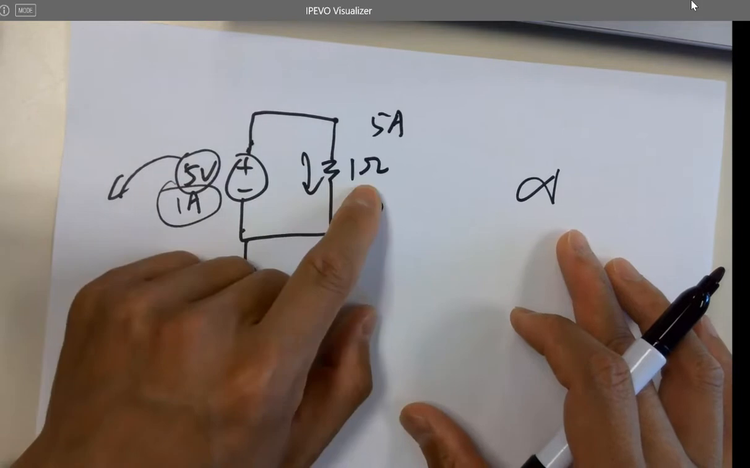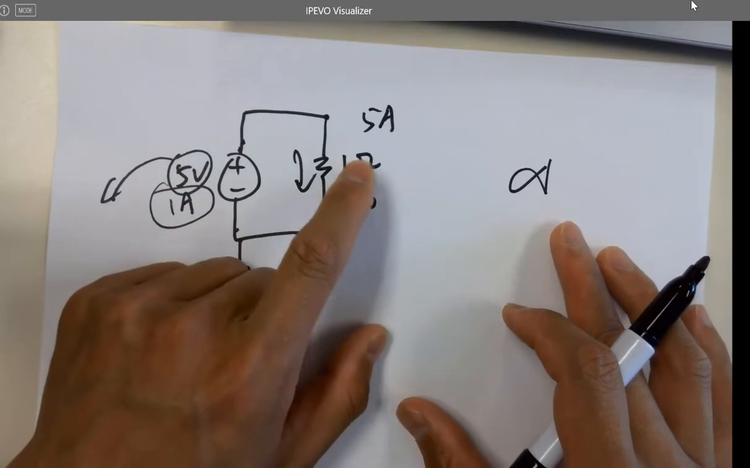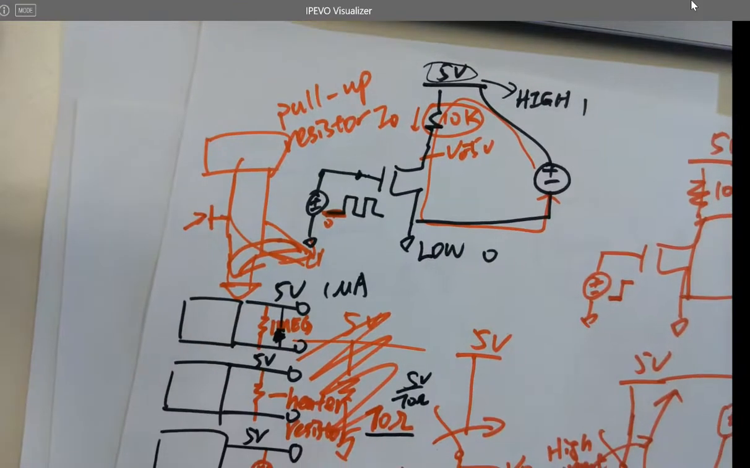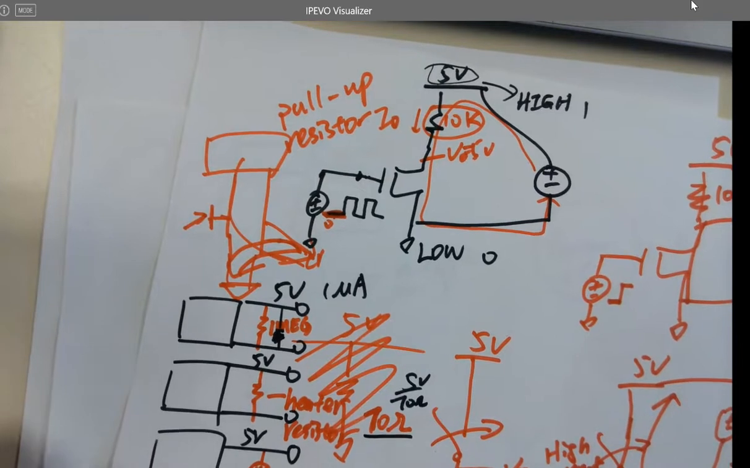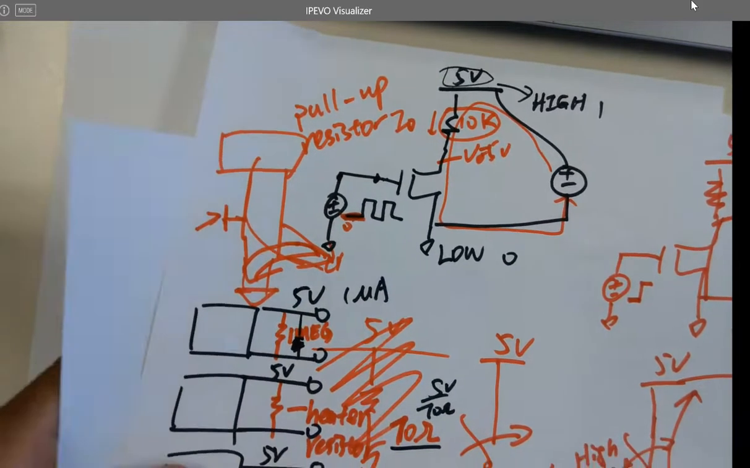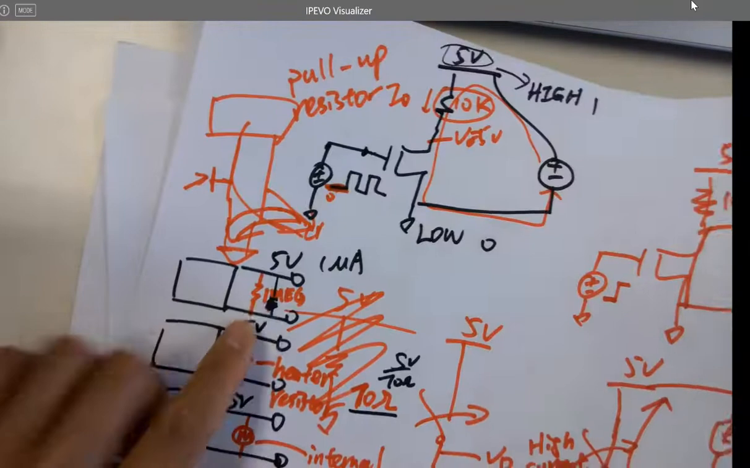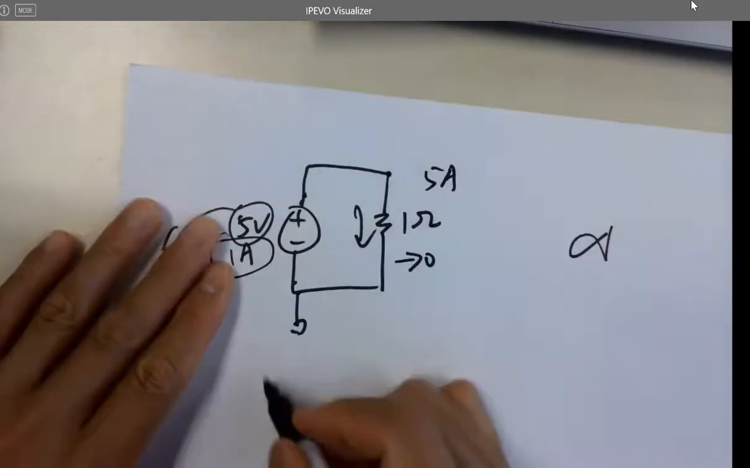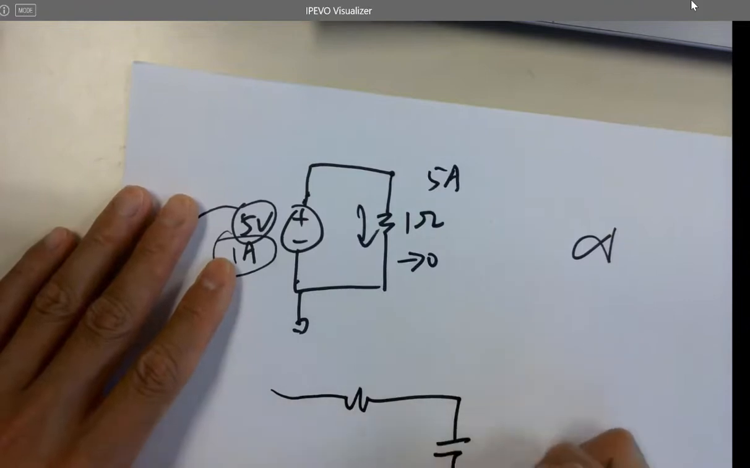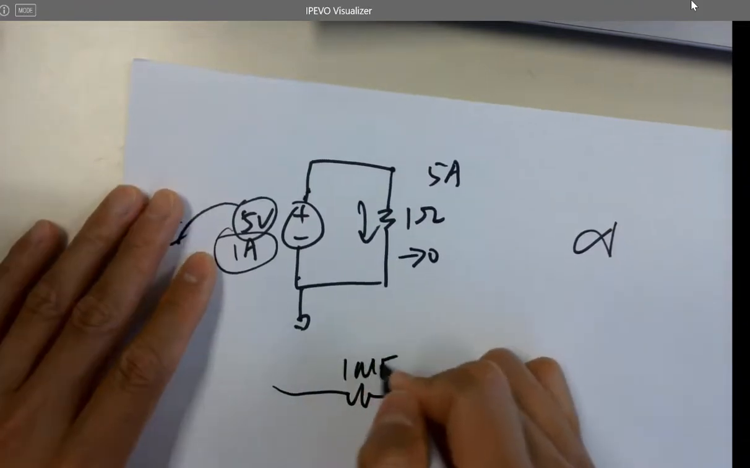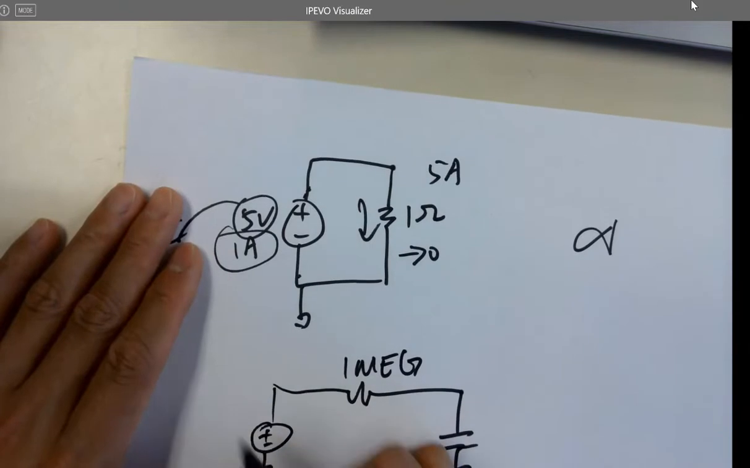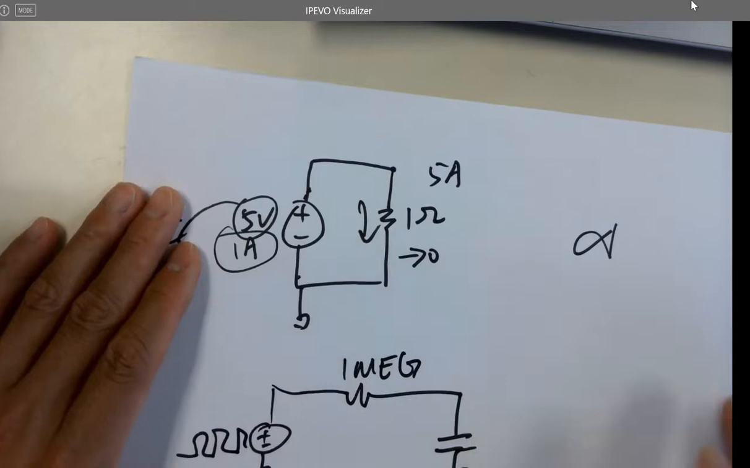So is 1 ohm a heavy load or a light load? Super heavy load. What about 1 mega ohm? Nothing, easy. Very easy to drive. So if you have a 1 mega ohm resistor and the cap, that 1 mega ohm resistor is limiting your current.